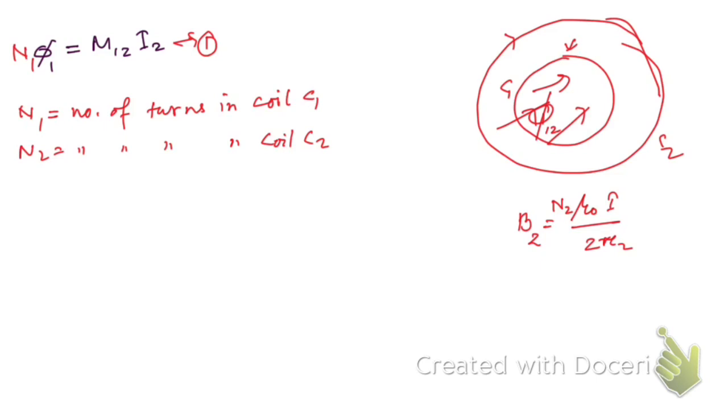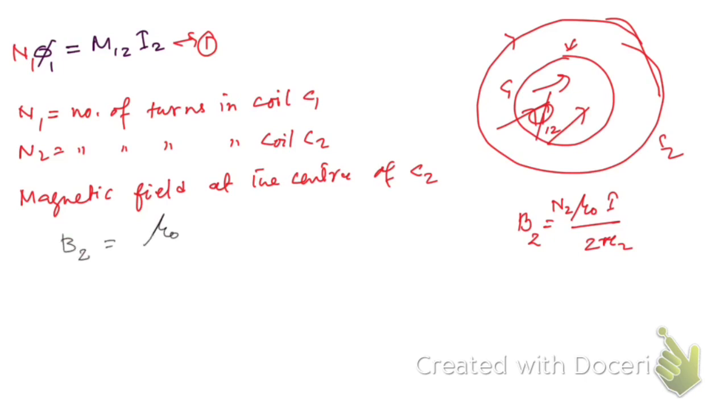Then the magnetic field at the center of coil 2, C2, will be given by B2 is equal to mu naught, that is permeability of free space, N2, I2, where I2 is the current through coil C2, divided by twice its radius, that is R2, okay. Hope you have understood this.